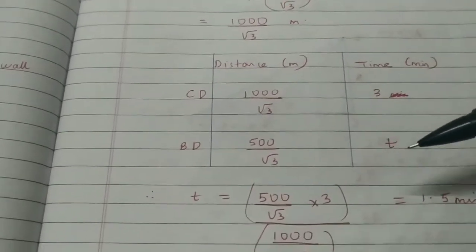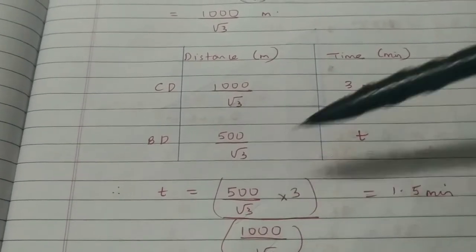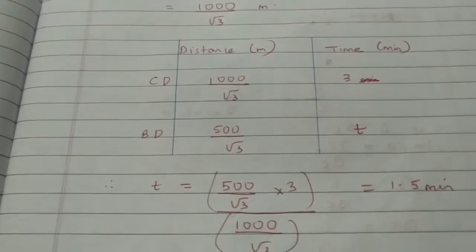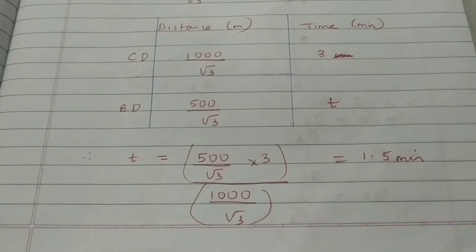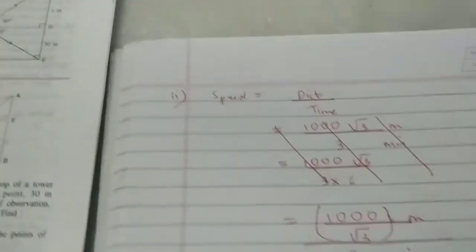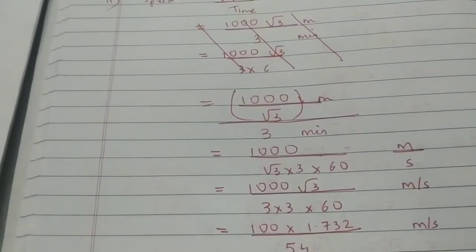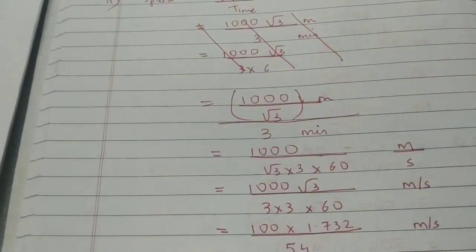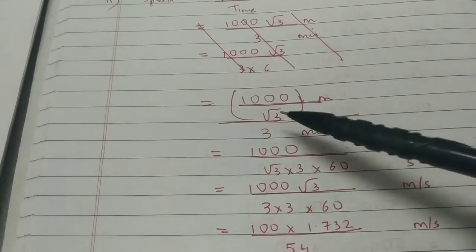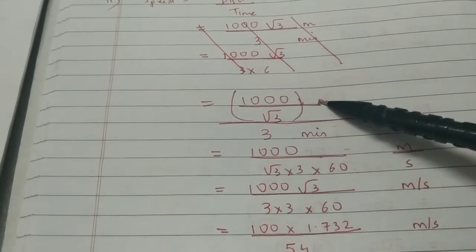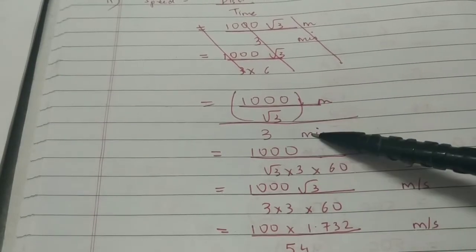The best part is root 3 gets cancelled and we get the answer as 1.5 minutes. So that was easy. But Roman number 2, find the speed. Speed is equal to distance upon time. Let's use the distance of CD itself, 1000 upon root 3 meters. And the time was 3 minutes. Fine.